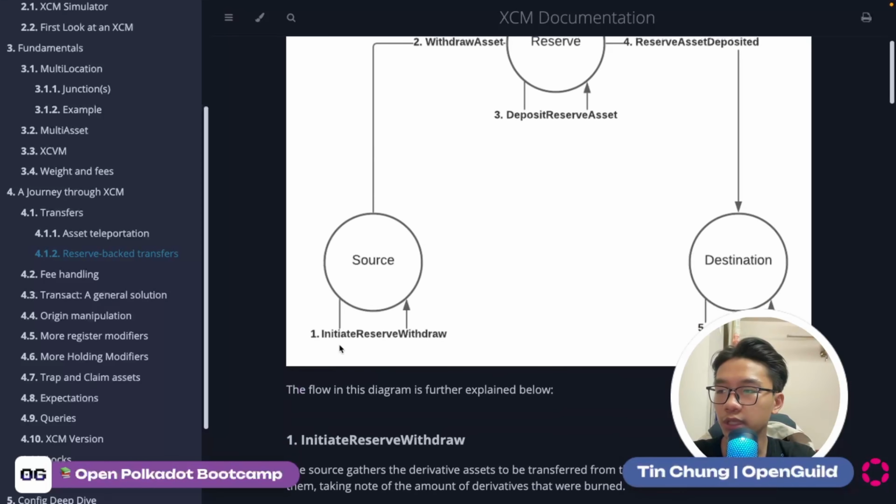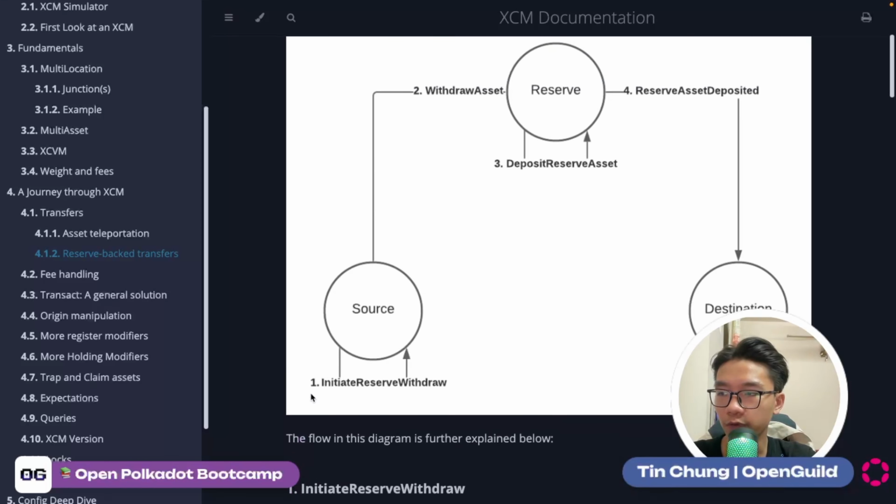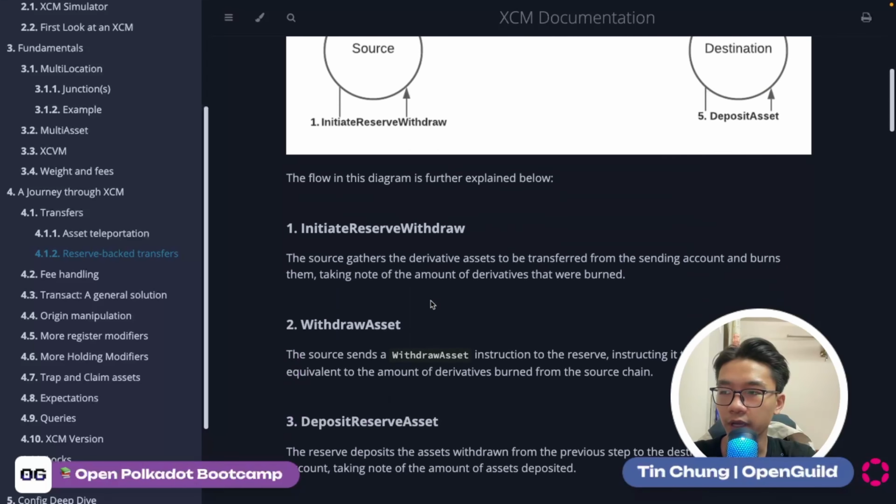And what this does is you need a few instructions here. The first one will be initiate reserve withdraw, similar to initiate teleport. Then you have withdraw asset from the reserve, then deposit the reserve asset to the account of the destination blockchain. Then you let the destination blockchain know about the reserve asset deposited, and the deposit asset happens on the destination. So the flow would be here.